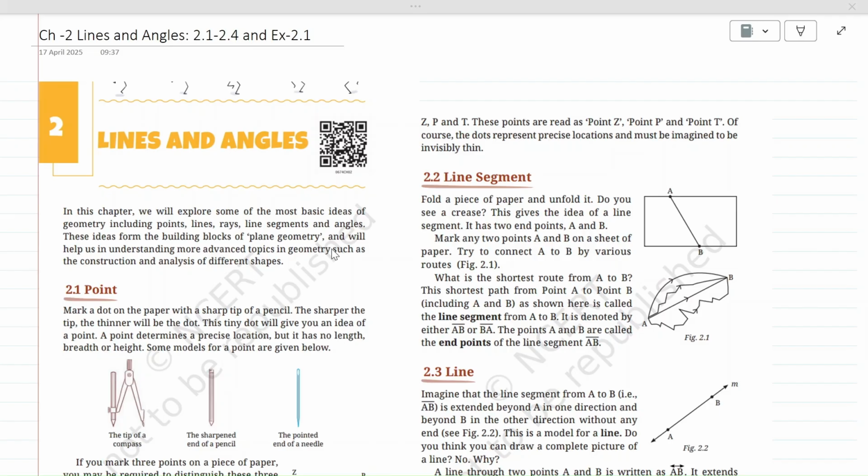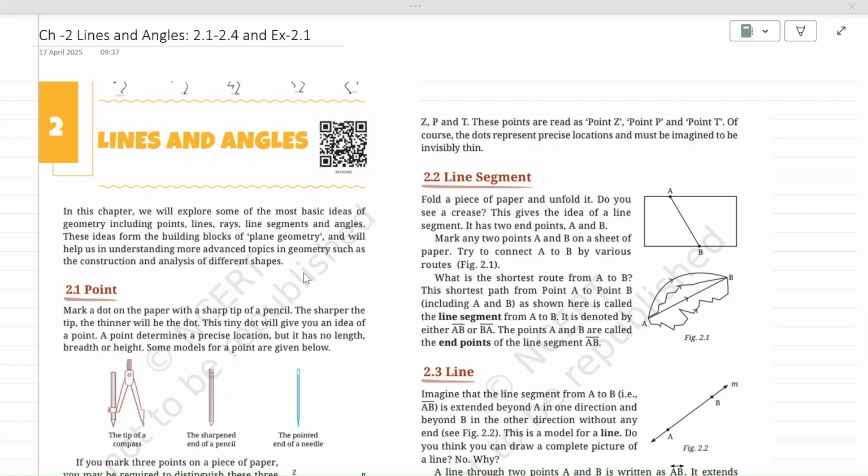Now the branch of geometry which deals with points, lines, rays, line segments and angles is called plane geometry, and it will help us in understanding more advanced topics in geometry, such as the construction and analysis of different shapes. So kids, as we move further to higher grades, we will also deal with the construction and analysis of different shapes, and a part of it is also covered in our syllabus in grade 6.